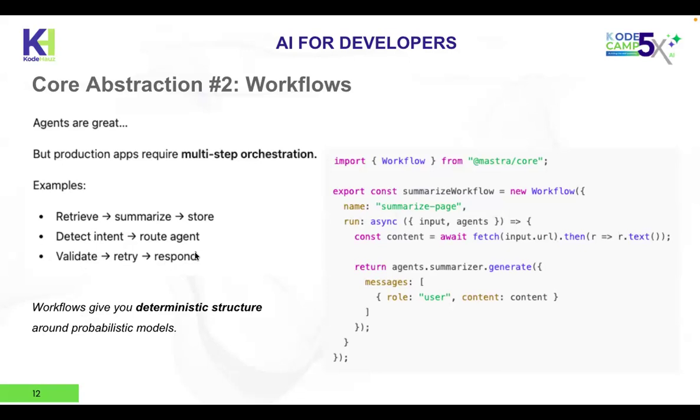So you can see that this is multi-step. Think of it like chains, right? But it is a bit more involved than that because each step can still involve a bunch of reasoning loops as well. So workflows will give you a deterministic structure around the probabilistic models.